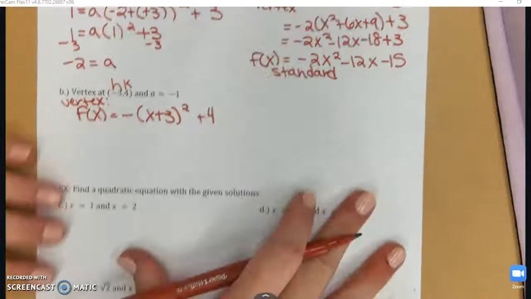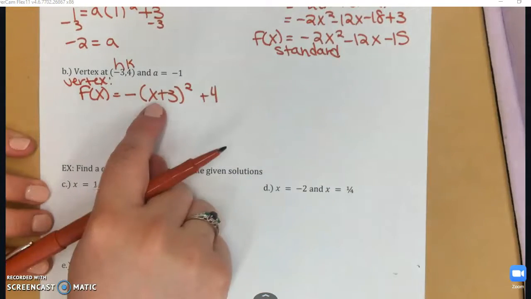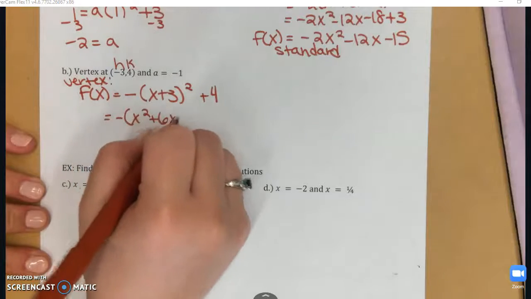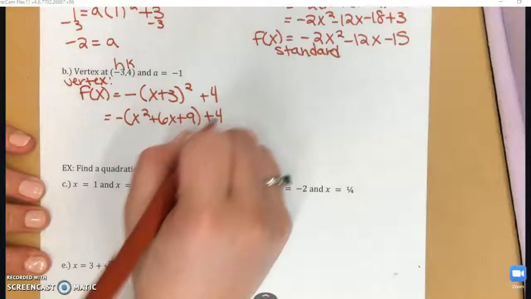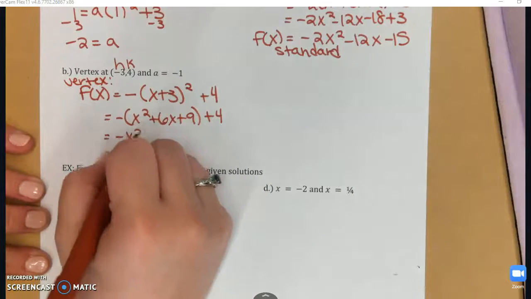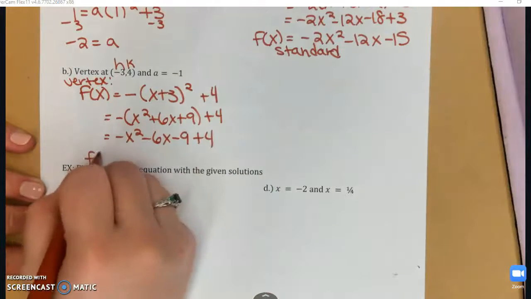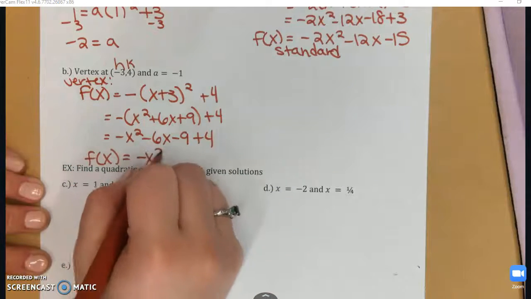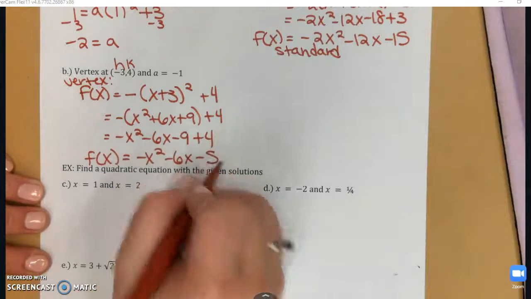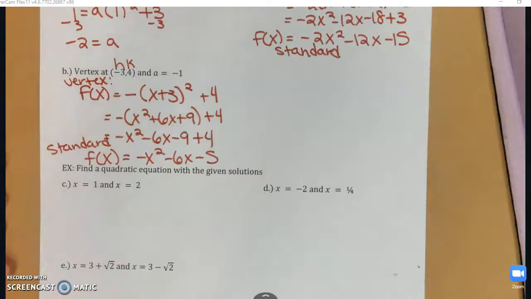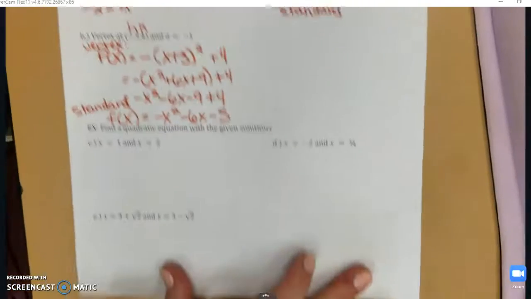And then again, if I wanted to go to standard form, I would just need to expand it out first by FOILing, then distributing my a, which is -1, and combining my constants. And this is my standard form. All right, moving on to my next set of examples.